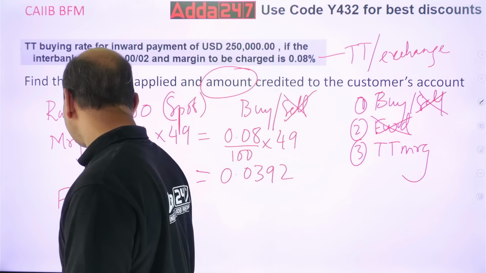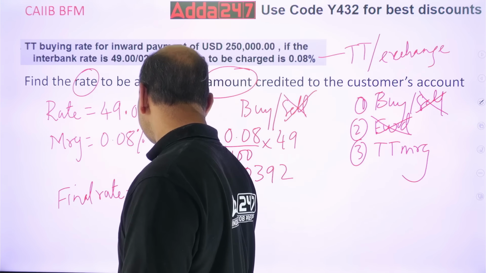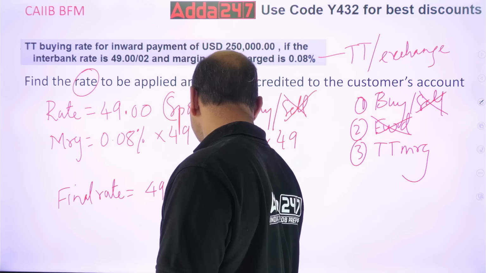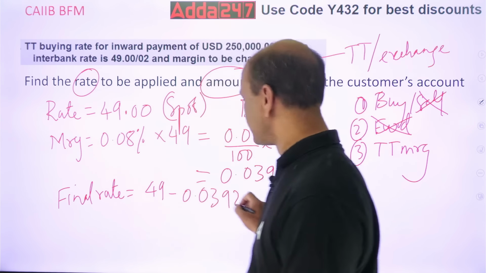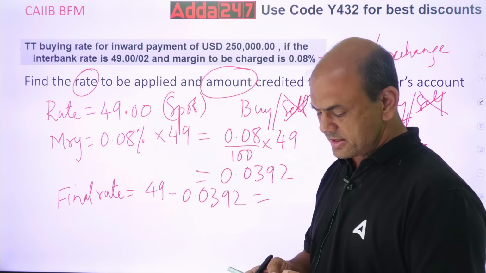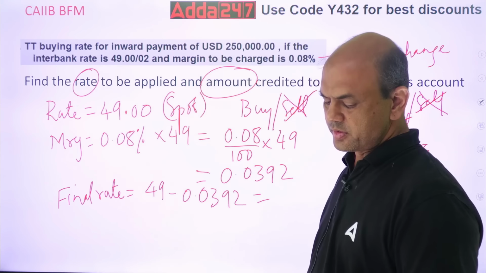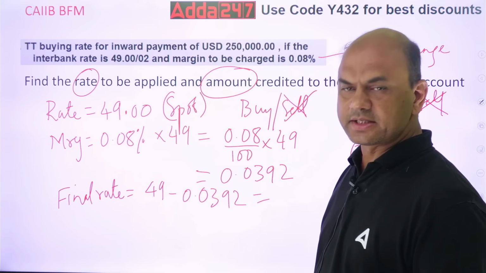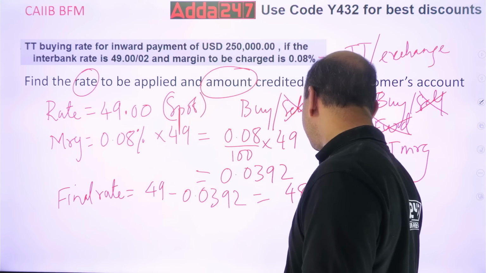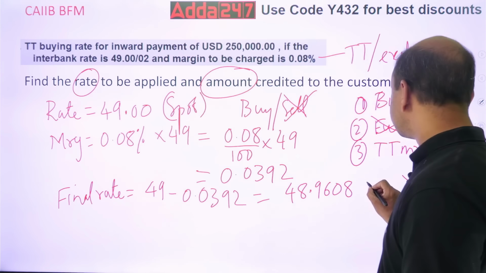So final rate equals, what was it? 49. 49 minus 0.0392. So 49 minus 0.0392 is 48.9608. Are you getting this? 48.9608. This is your final answer.